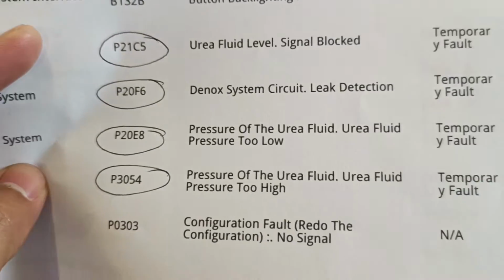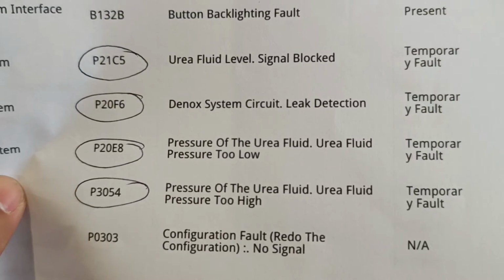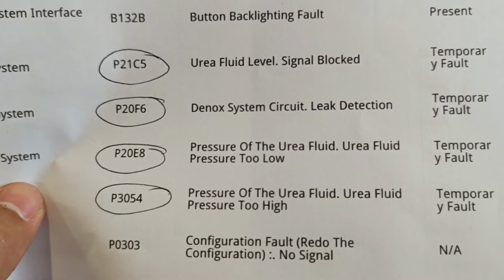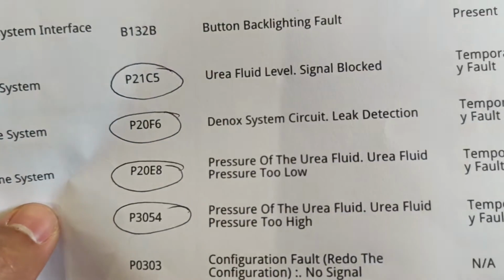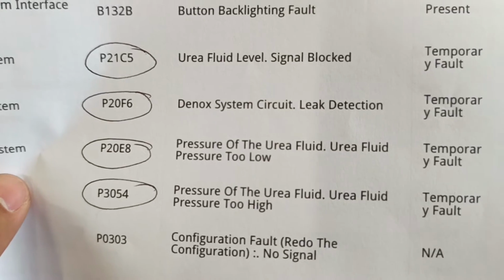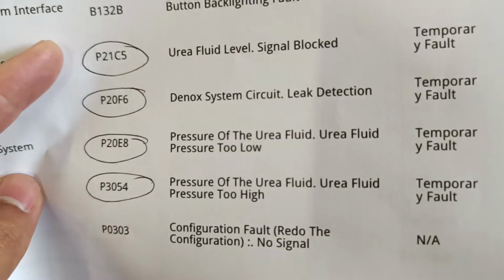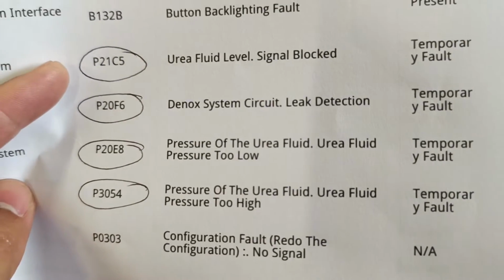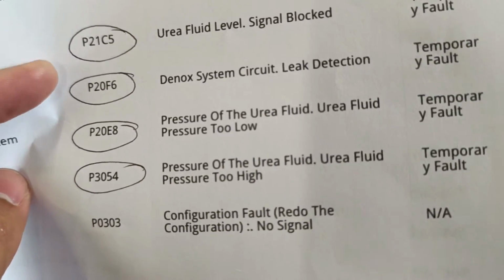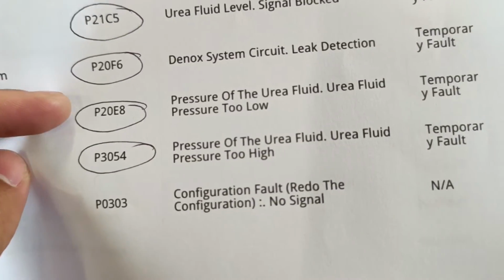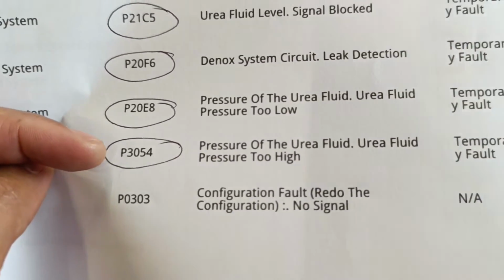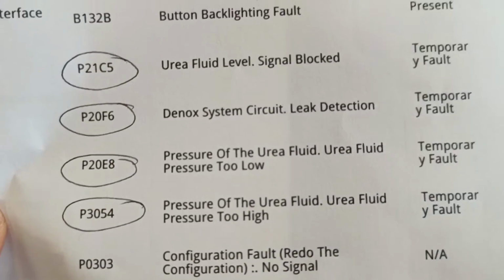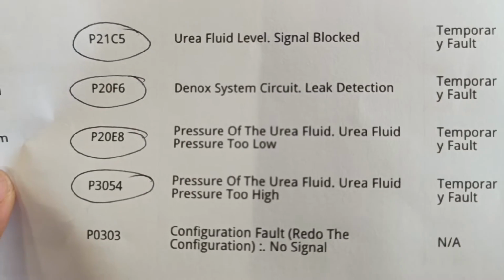So all these faults need to be either resolved through fixing the vehicle and getting the car back on the road, and then doing the resets. If someone's remapping it and deleting the AdBlue system, then you need to take note of what these codes are, so when the file goes into the file request, you can specifically delete P21C5, P20F6, P20E8 and P3054. Those faults will need to be requested from the mapper to be physically removed from the diagnostic table.